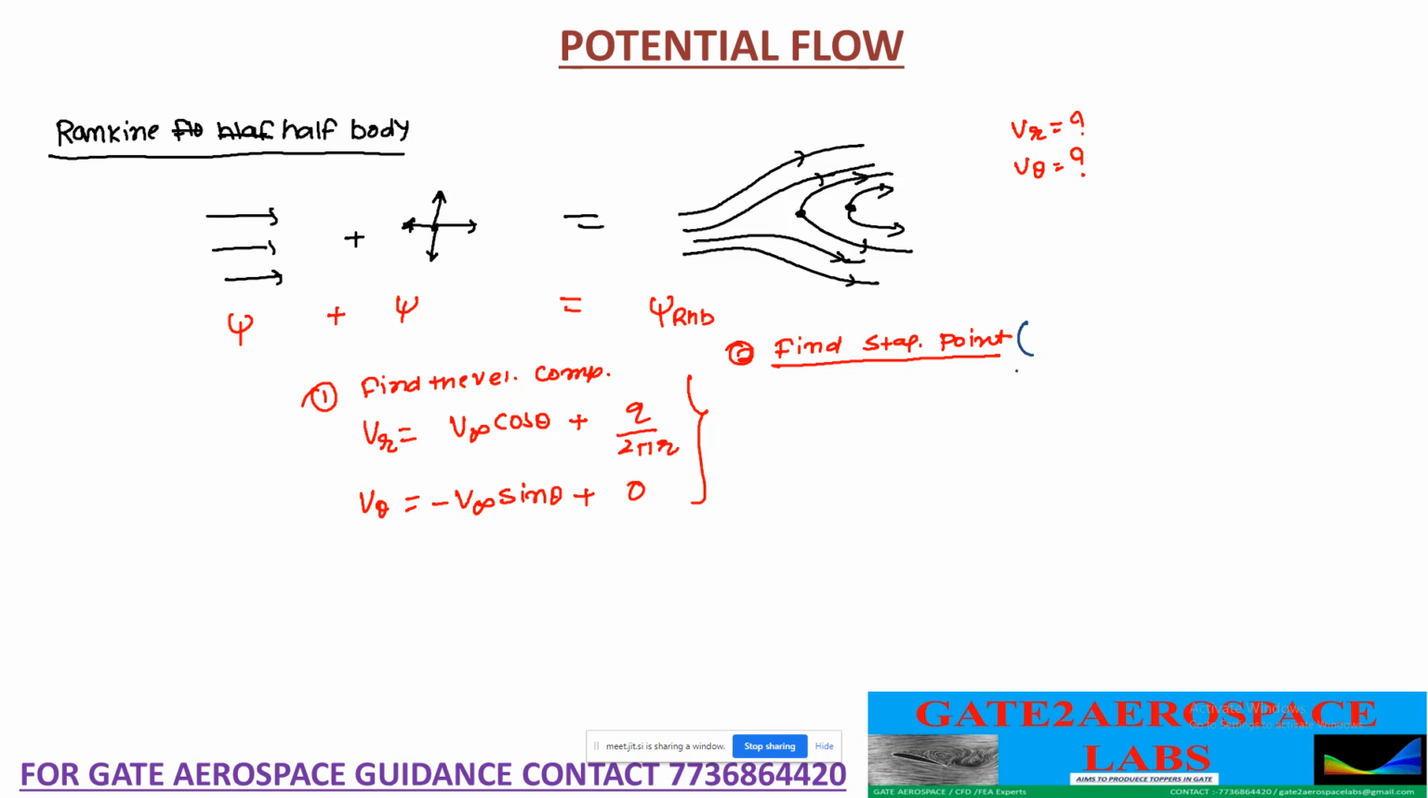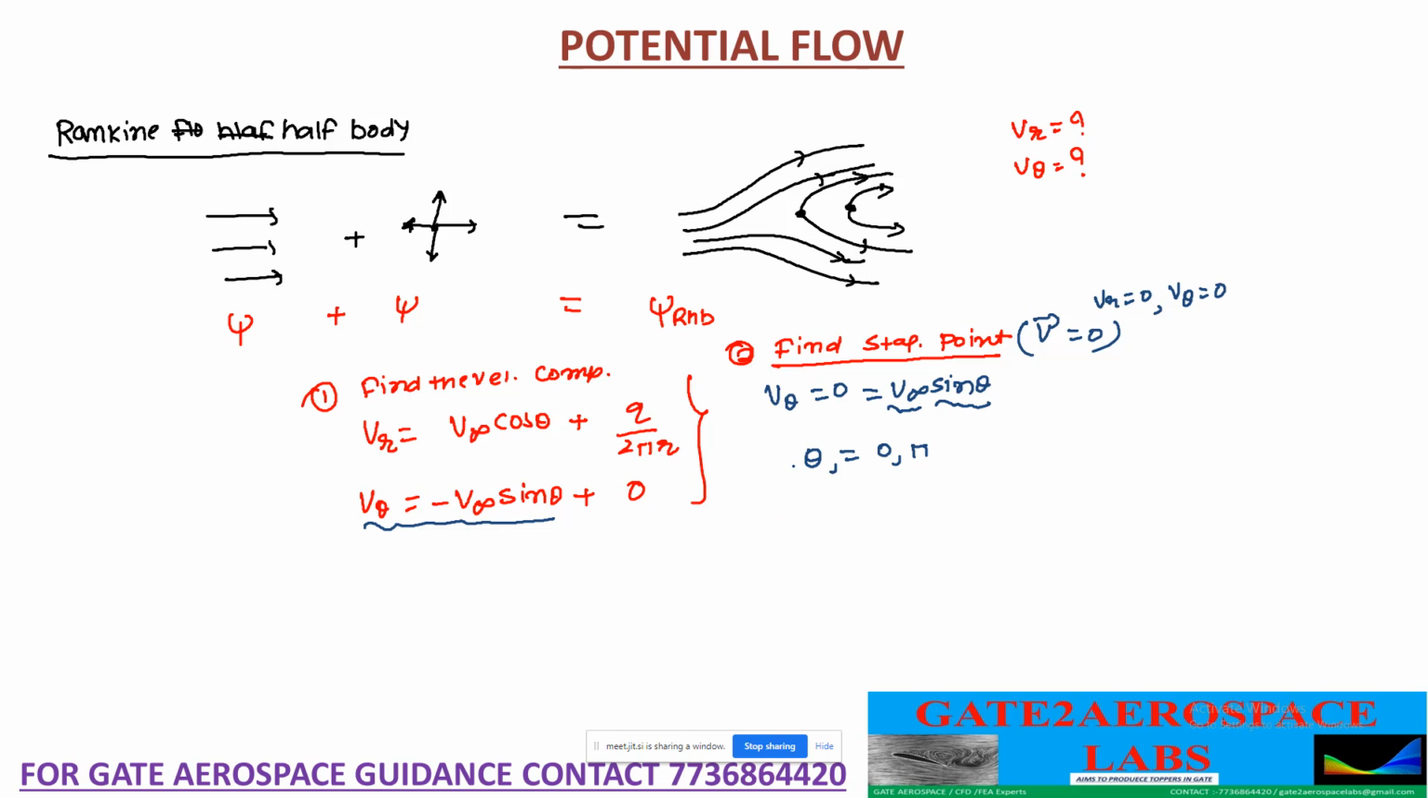A stagnation point in a flow is the point where your velocity vector is 0. Velocity vector is 0 means what? Your velocity is 0 at that point, so there is no component of velocity. Your radial component will become equal to 0, your theta component will become equal to 0. Now consider this V theta. V theta equal to 0 means my V infinity sin theta is equal to 0. Correct? V infinity cannot be 0, so only sin theta is 0. Sin theta 0 means theta will be either 0 or pi. Correct?